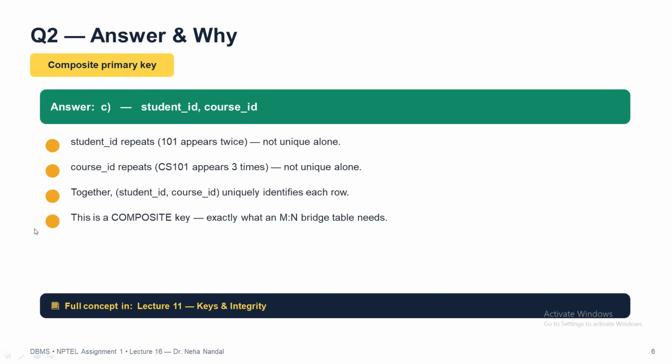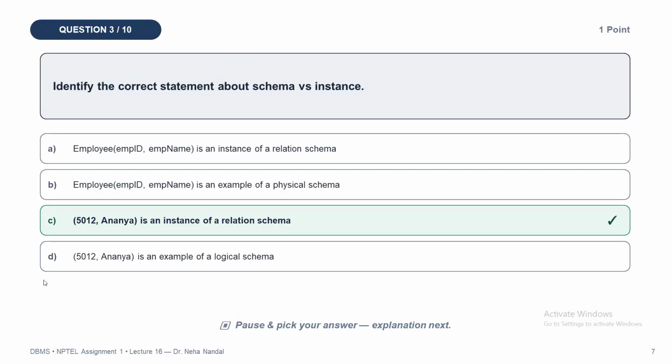Let us go further to question number 3 of the assignment. Identify the correct statement about schema and instance. I hope you remember what schema and instance are. Schema is the structure of the table. And instance is a snapshot of the current picture of your database, a screenshot you can say.